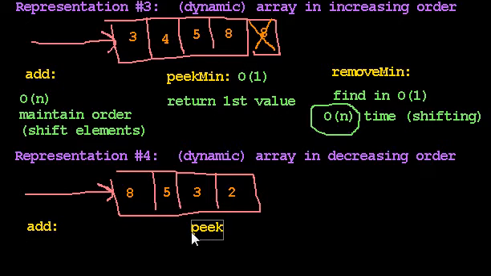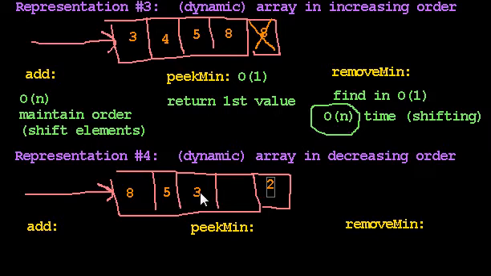And again, we'll look at those three operations and figure out how long they take to run. So, how long to add if it's in decreasing order? Well, it's exactly the same problem as before. We need to shift the elements to maintain the order. So when we add, let's say, 4, that means we need to shift 2 to the right, and 3 to the right, and 5 to the right, and now we've made enough room for 4.